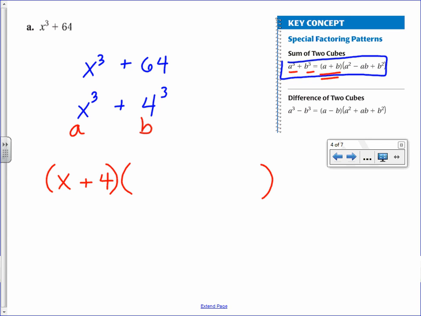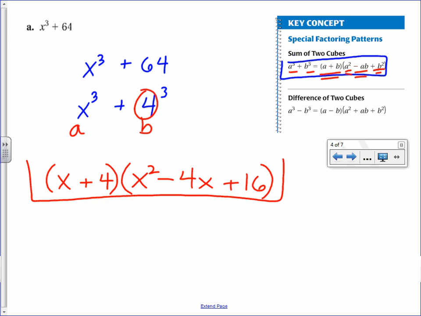The second parentheses is a little bit more complicated. It starts with a squared. Since our a is x, we just fill in x squared. The middle term here, minus ab, well, that for us will be minus 4x. That's our a and b. And then plus b squared. Well, if our b is 4, then when we square that, it'll be plus 16. Lucky for you, you get to stop right there, put a box around it. That is your final factored answer. All you have to do is successfully fill in the formula.